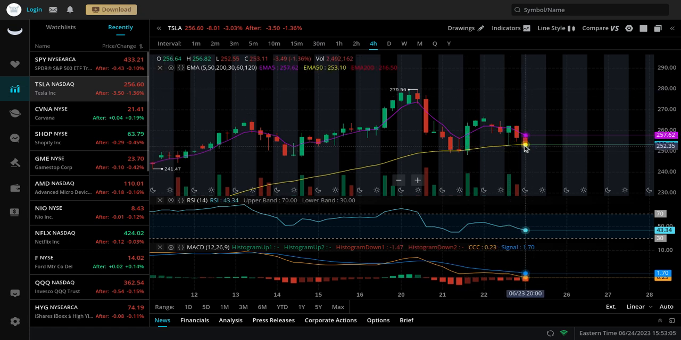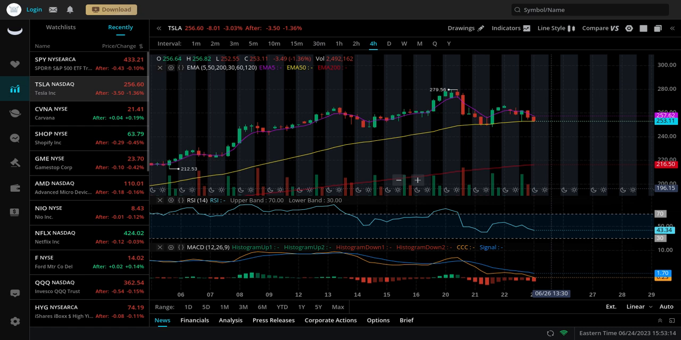And once we get a break below the 50 EMA and potentially the important neckline around that 247 area, there's going to likely be more downside to come, unfortunately. Not much we could do about it. It is what it is, right?